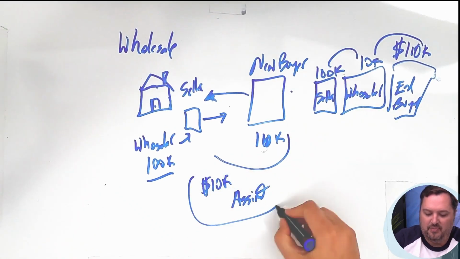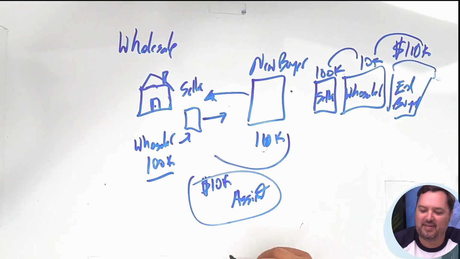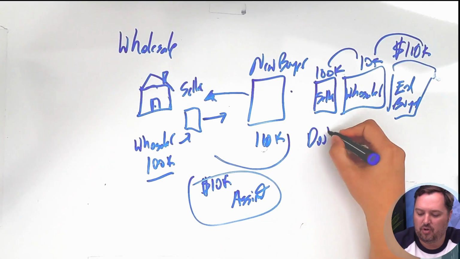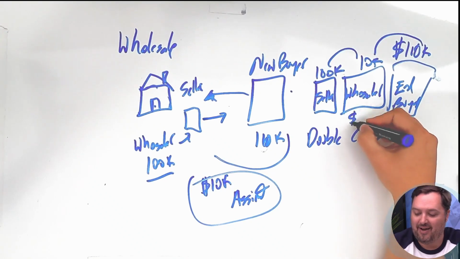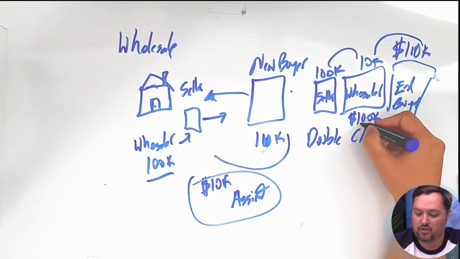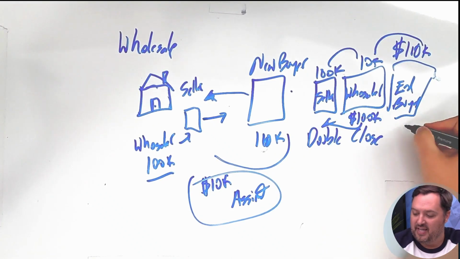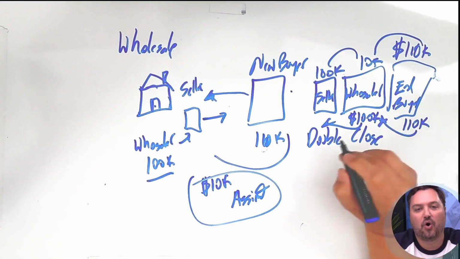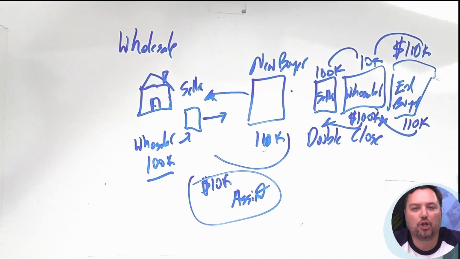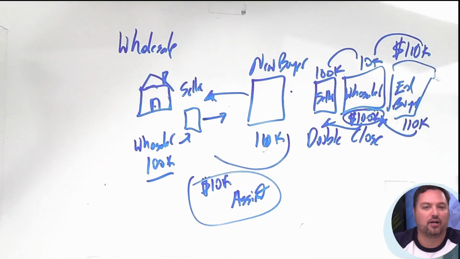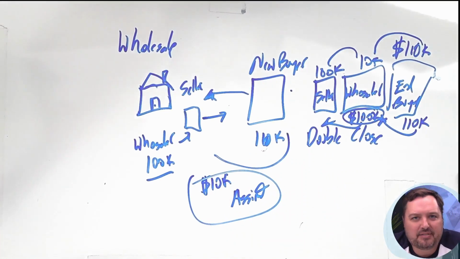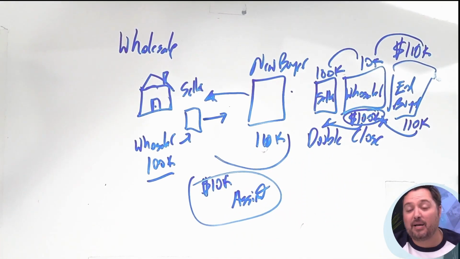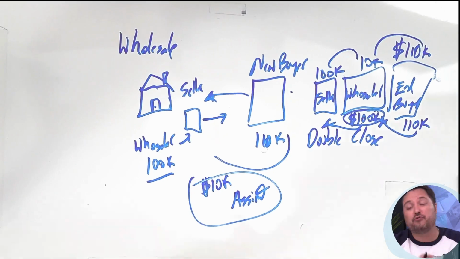So you've got the assignment, you've got the simultaneous, and then we're going to talk about what's called a double close. A double close means that the wholesaler brings the entire $100,000 to the table, gets a new loan, and pays the seller. The end buyer brings $110,000 to the table and gives it to the wholesaler, which then pays off their loan. Most times they're getting a loan for this, and that's called a double closing, versus simultaneous, versus assignment.